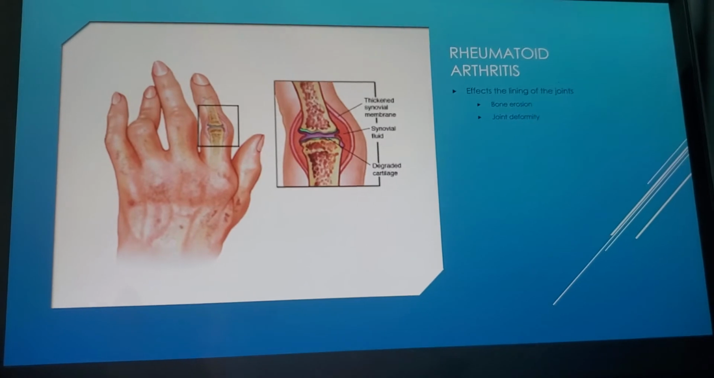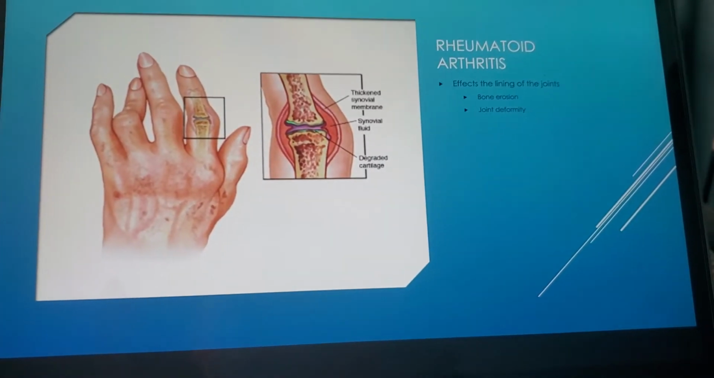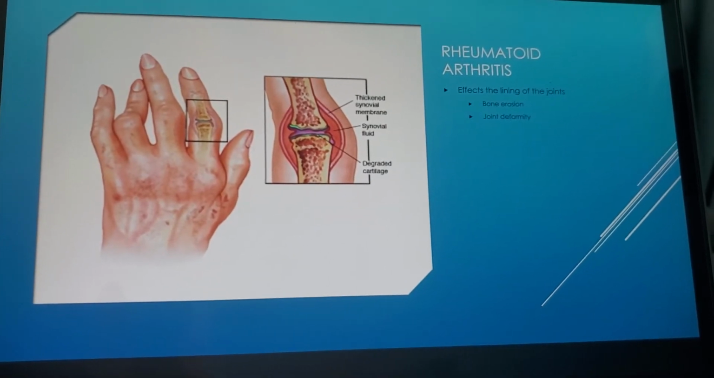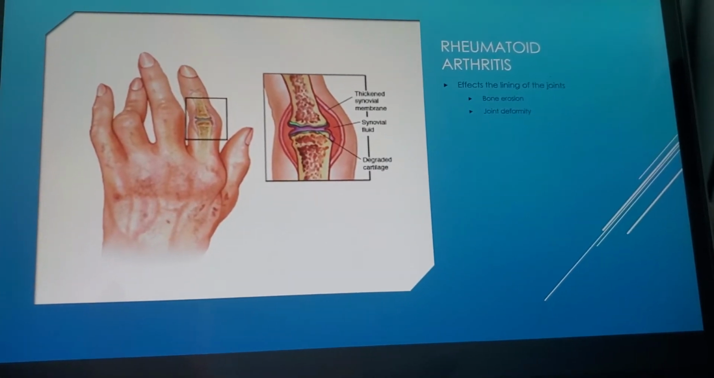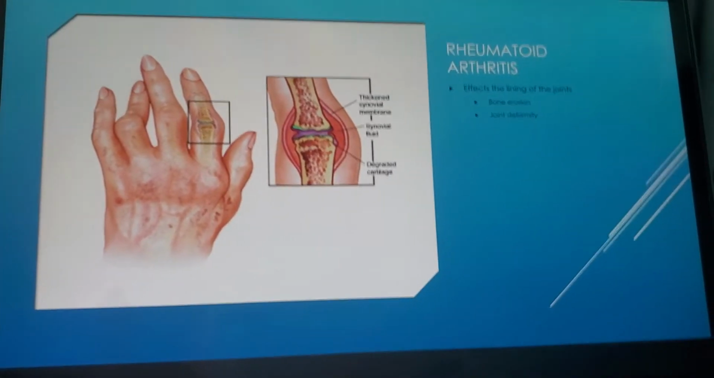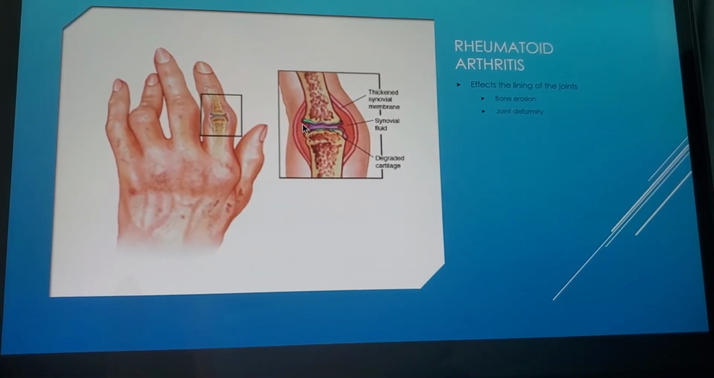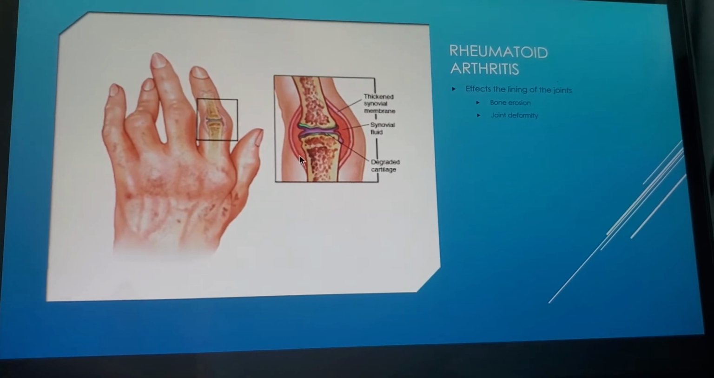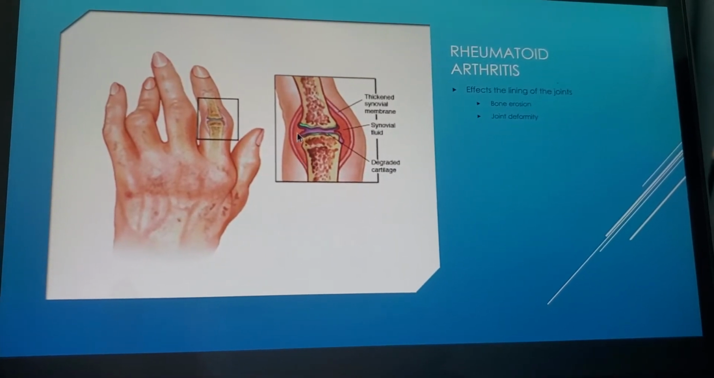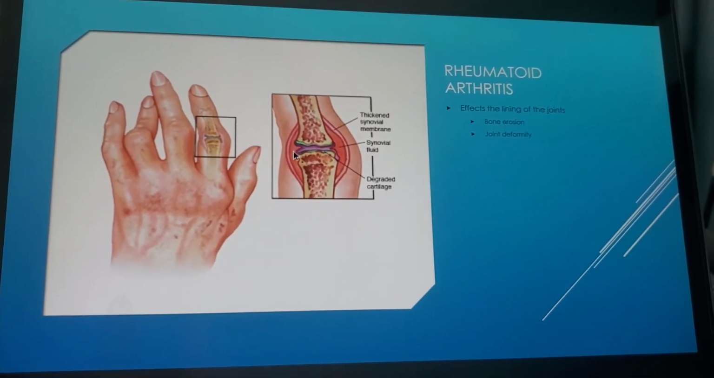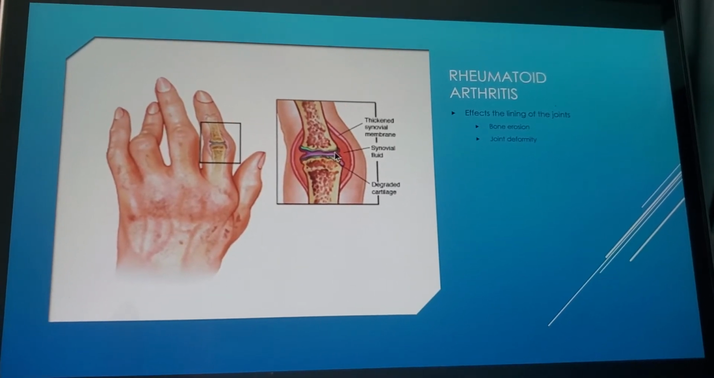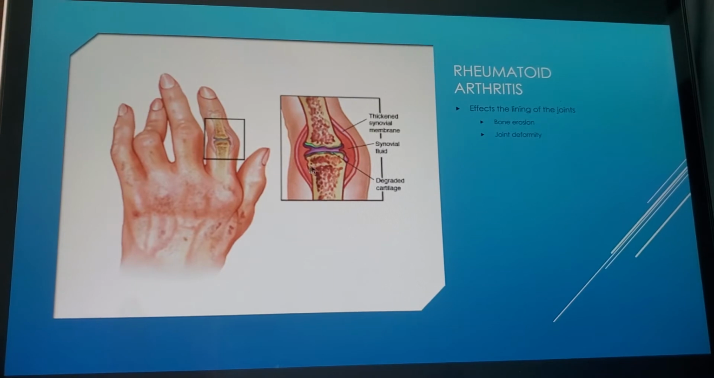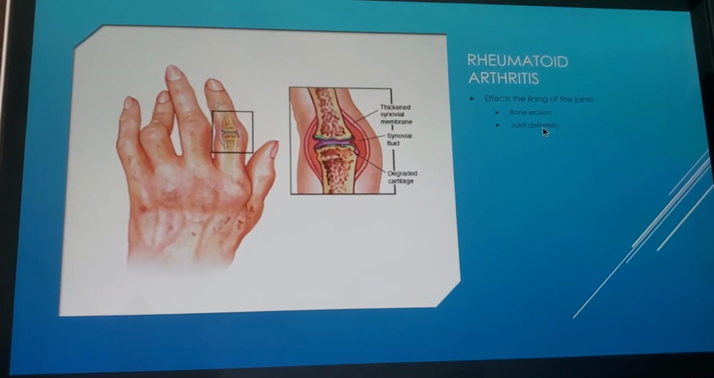Rheumatoid arthritis can affect the lining of the joints. Just like we said in the last slide, the autoimmune disorder will send those antibodies down to the lining of these joints, and it basically destroys this tissue there. That can cause bone erosion, because once that tissue is destroyed, obviously the bones are going to rub together, and once those joints are messed up, that can cause the joints to be deformed.